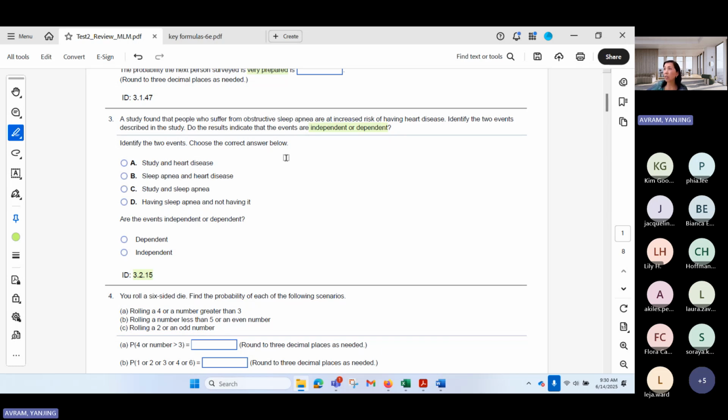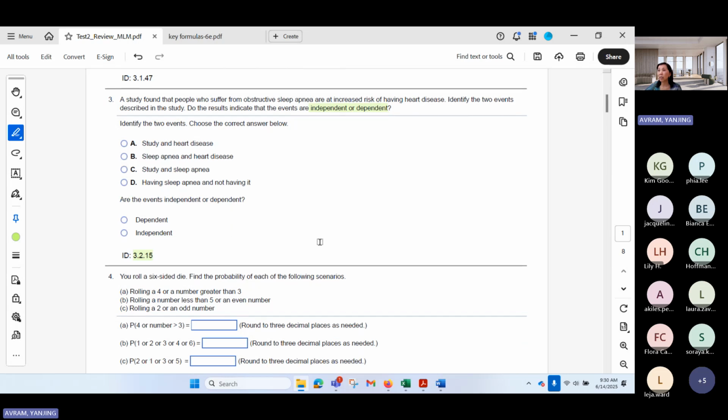How about B? If you look at this one right here, it's already telling you that people find sleep and heart disease actually have something related. So I think this one should be dependent. Sleep apnea and heart disease, according to this different statement here, so that's kind of dependent. Study and sleep apnea, there's nothing related in here. The rest is independent.